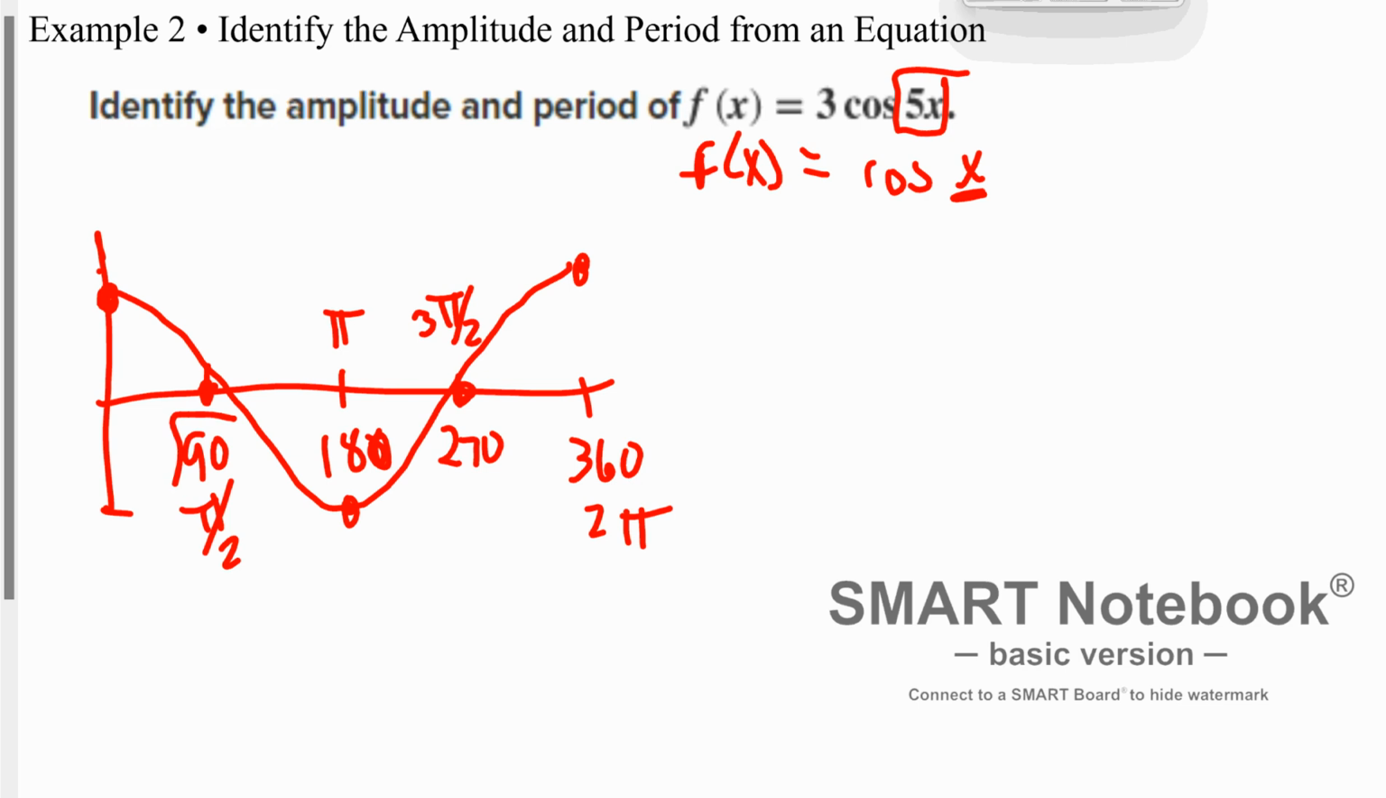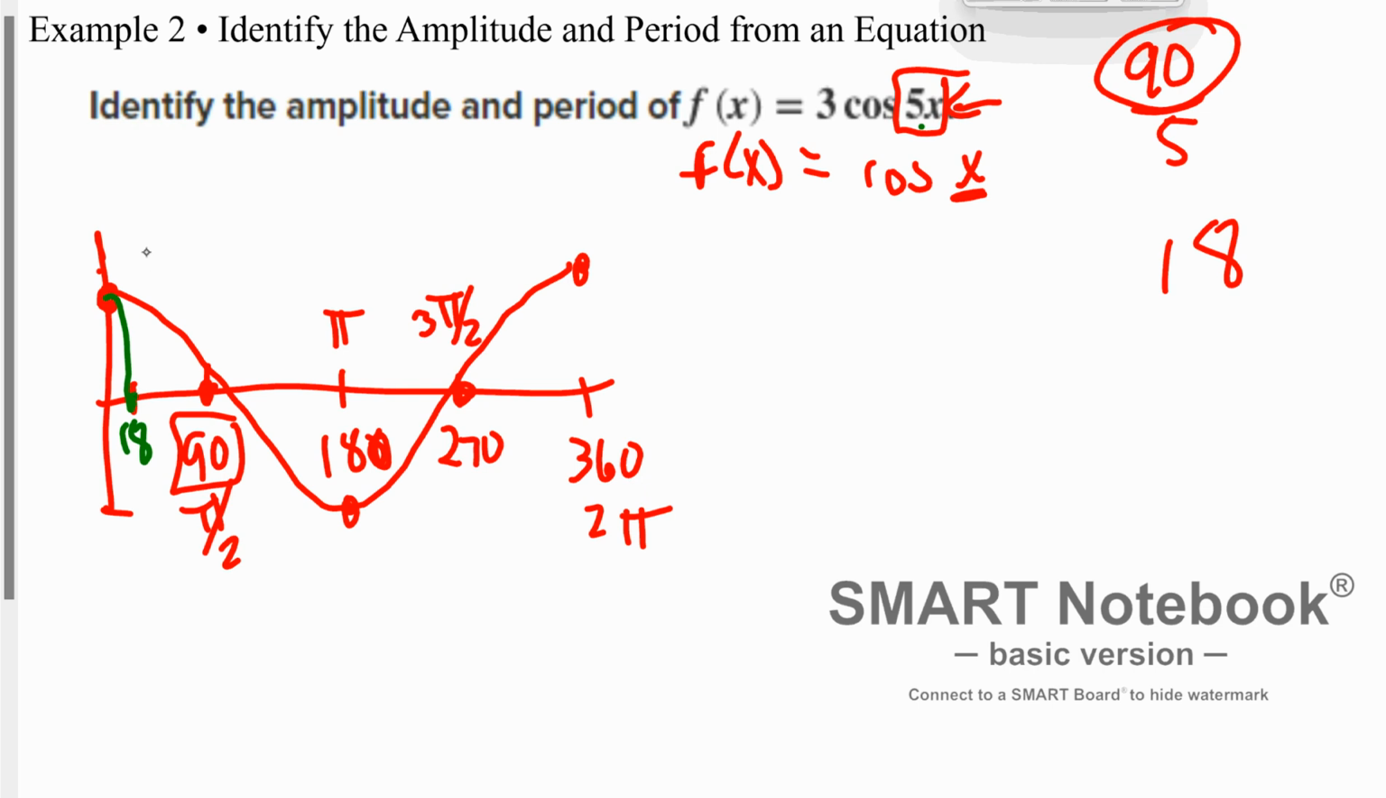So normally if I want 90, I would divide that by 5, right? So that's 18. So if I plugged in 18 into this equation right here, then I would get 90, right? So I'm actually going to reach this a lot sooner. I'm going to get to 0 a lot sooner at 18 because I'm multiplying that x by 5.